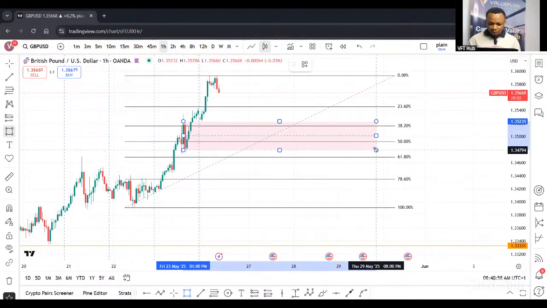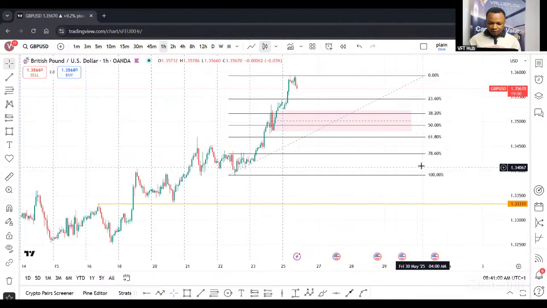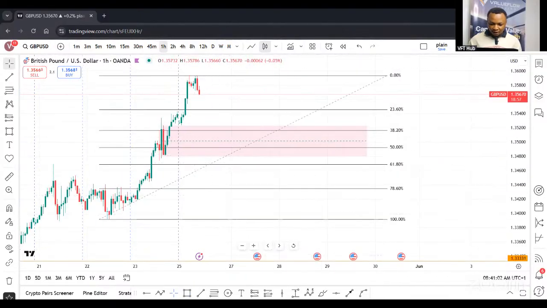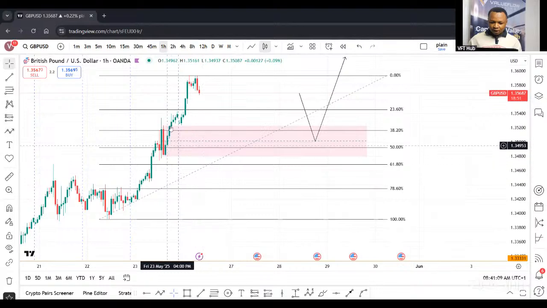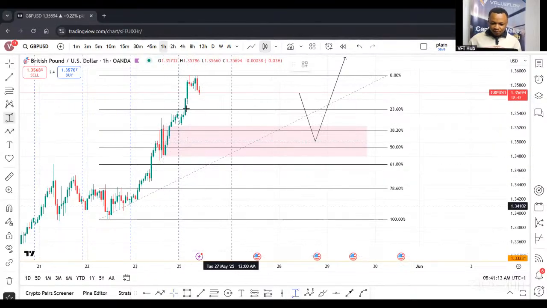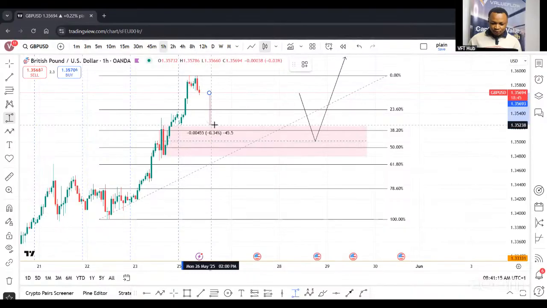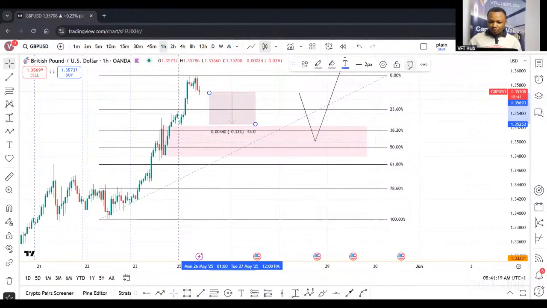So for GBP USD, this is where I'm expecting to see it sell into from here, and then I'll take a buy to the upside. So this is what I'm expecting on GBP USD. I want to see price coming to this order block before buying. And if you check out how many pips this is, it's quite decent compared to the Euro USD one. So this is about 40 pips in our direction.